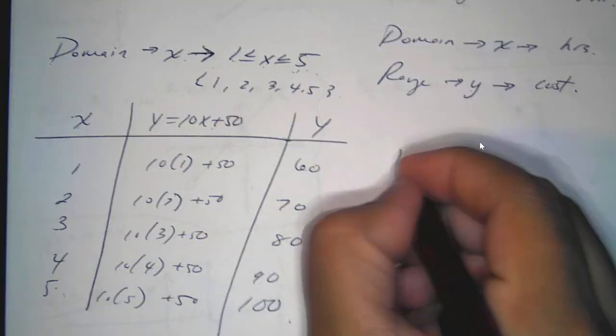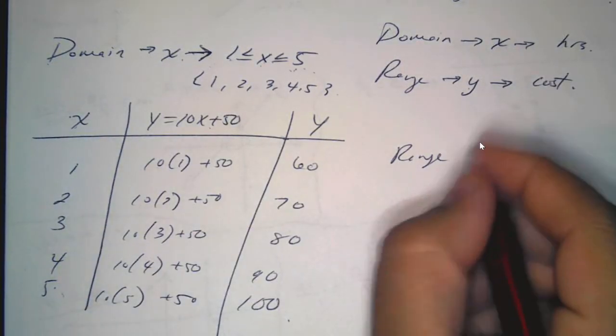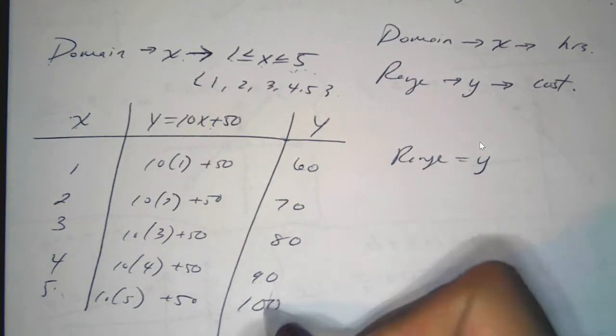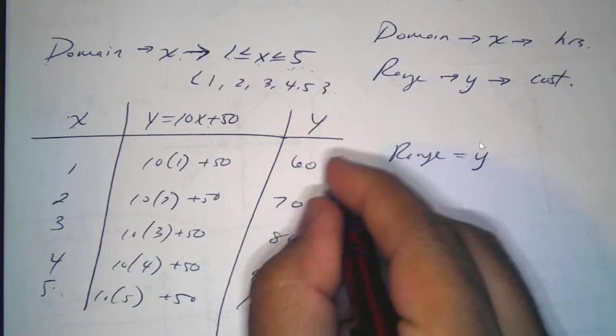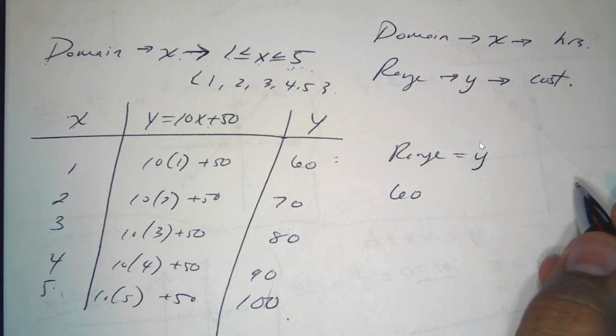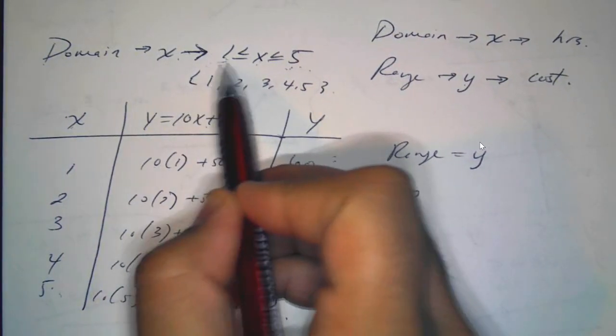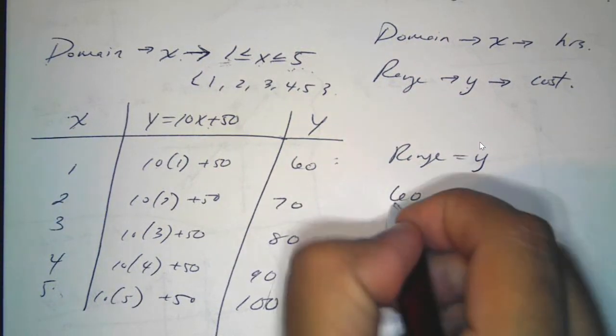Well, my range is what came out of the equation. It's the y's. So what are the y's? Well, what is the least amount I am going to pay? The least amount is going to be 60. Why? Because I'm for sure paying for 1 hour because the text said it's going to take a minimum of 1 hour. So this is the smallest I can pay.